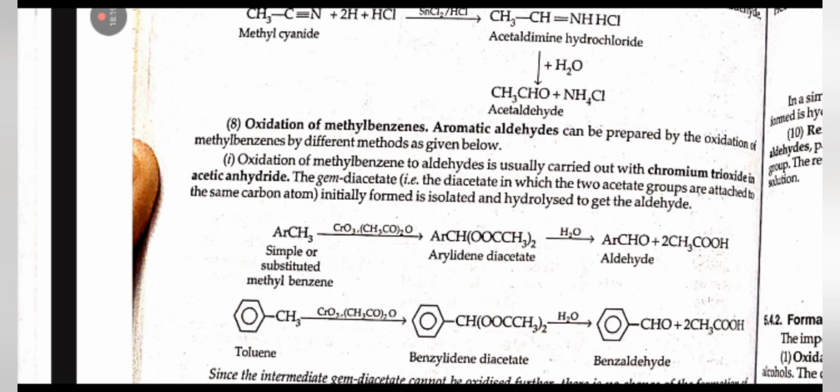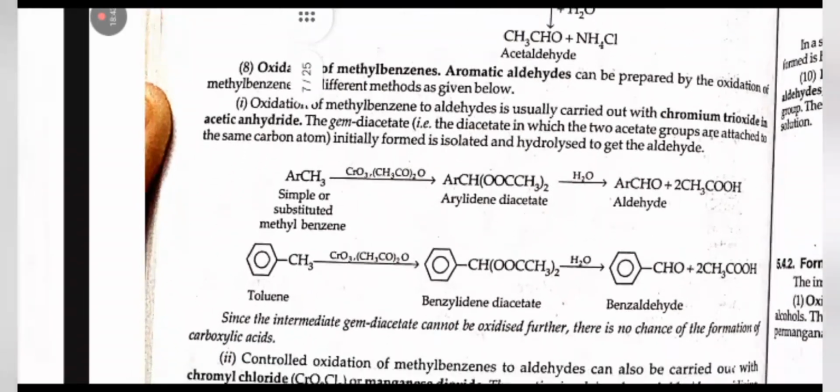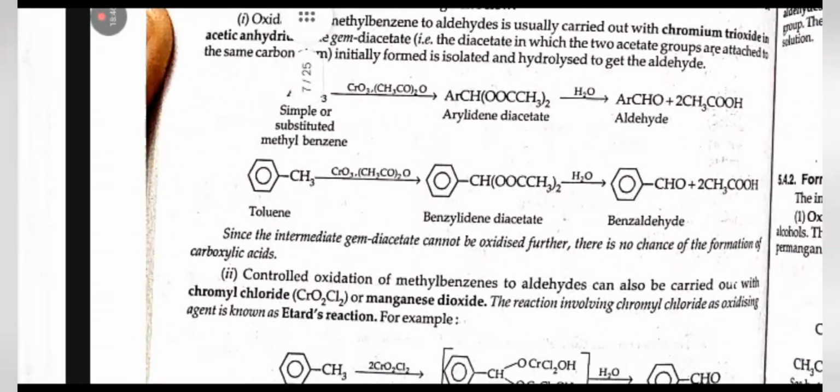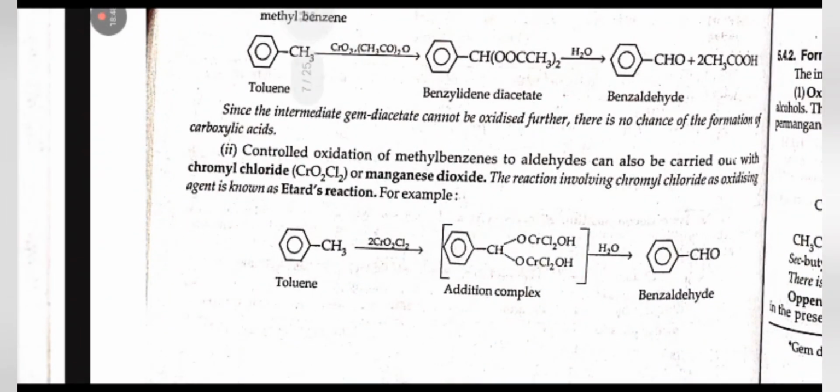Aromatic aldehyde can be prepared by the oxidation of methyl benzene by different methods as given below. Oxidation of methyl benzene to aldehyde is usually carried out with chromium trioxide in acetic anhydride. The gem-diacetate initially formed is isolated and hydrolyzed to get the aldehyde. Since the intermediate gem-diacetate cannot be oxidized further, there is no chance of formation of carboxylic acid.